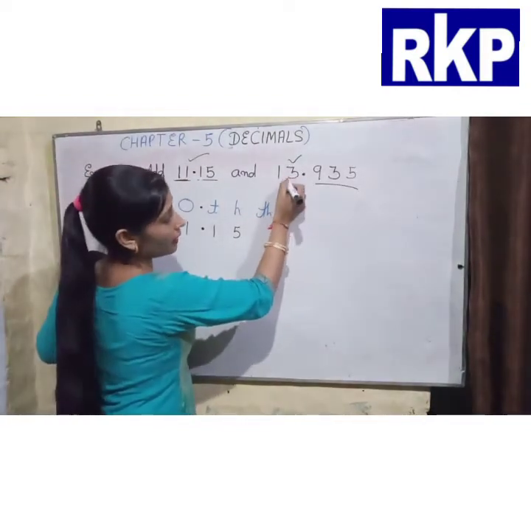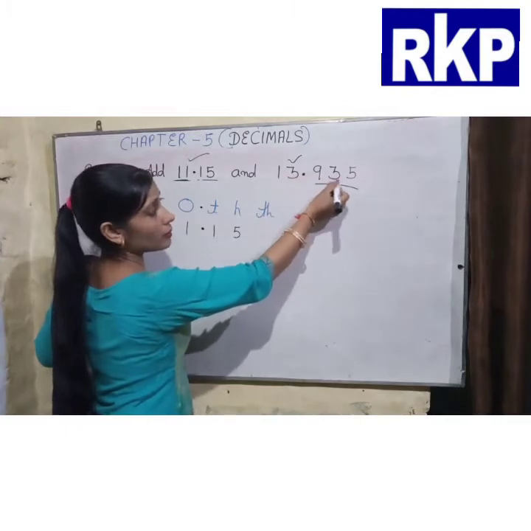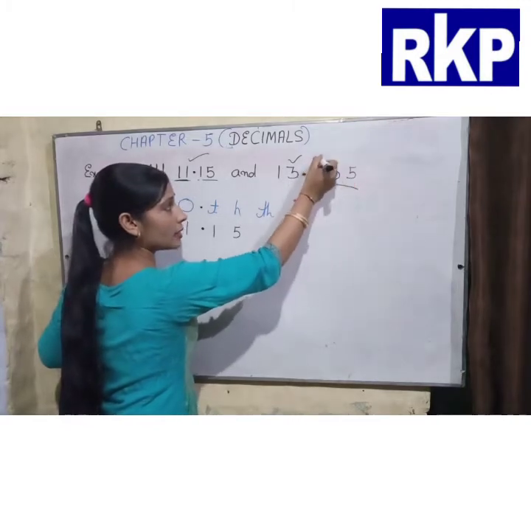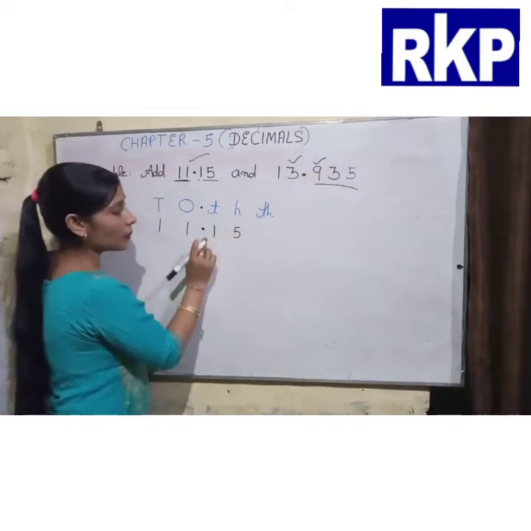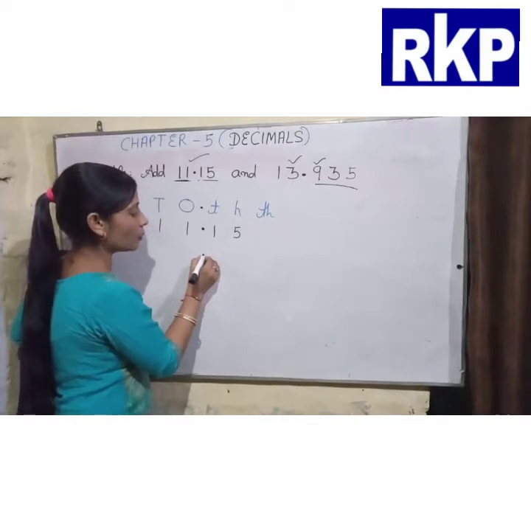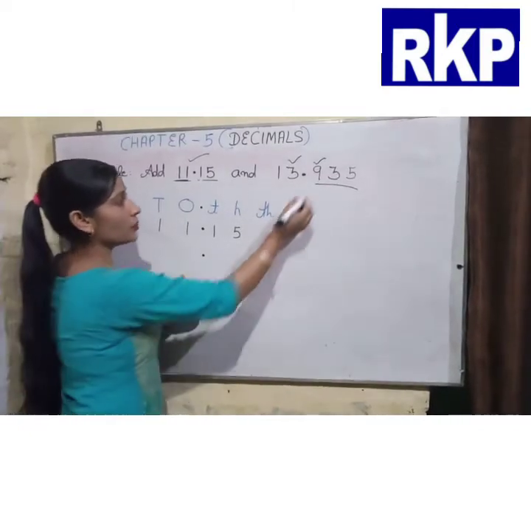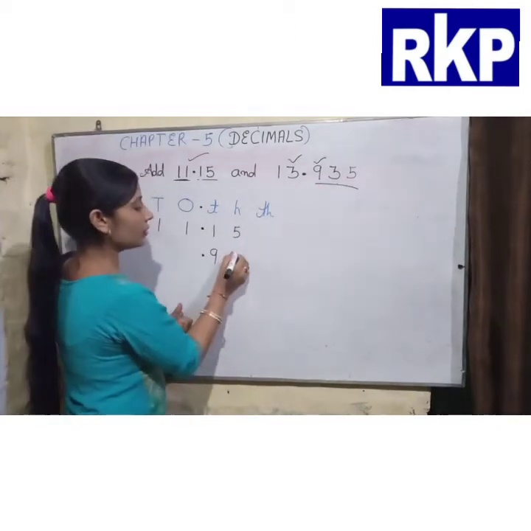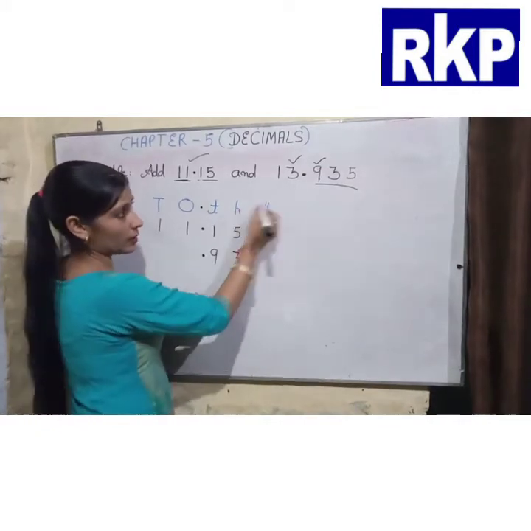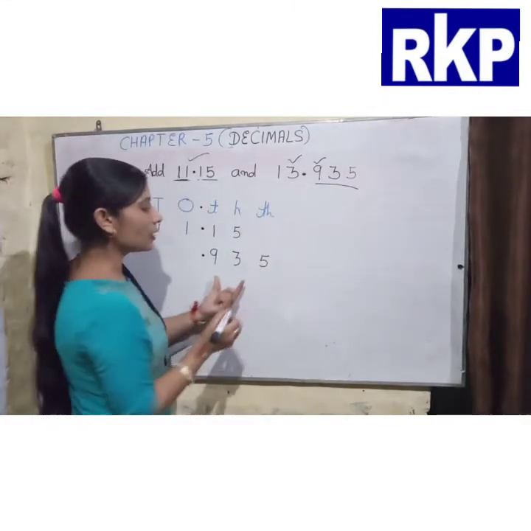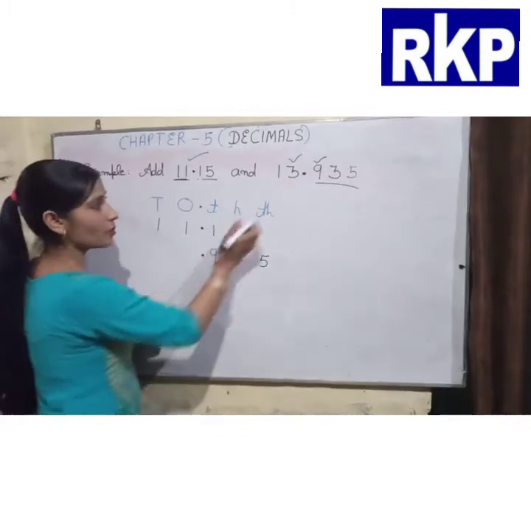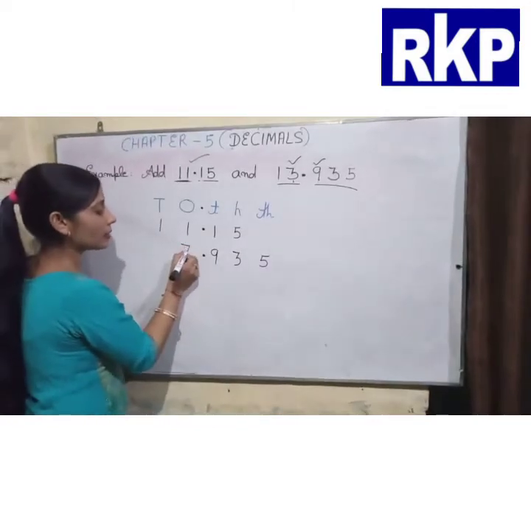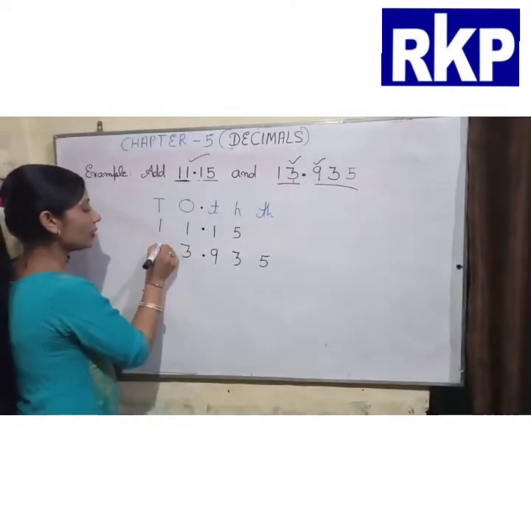Now let us arrange this. We have 13.935. After the decimal we have 9, 3, then 5. So let us write 9. 9 will come after the decimal. Here we have to put the decimal, and after the decimal we write 9 in the tenths place, then 3 will come in the hundredths place, and then 5 will come in the thousandths place, and before the decimal we have 13. 3 will come in the ones place and 1 will come in the tens place.